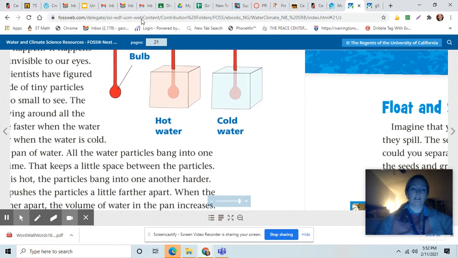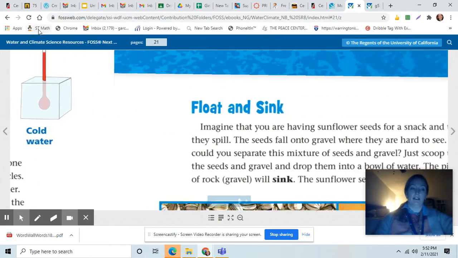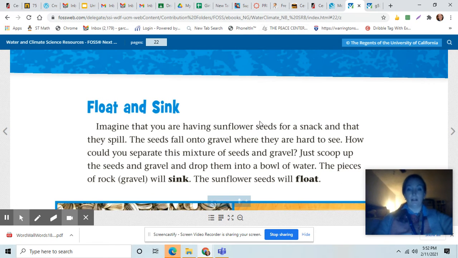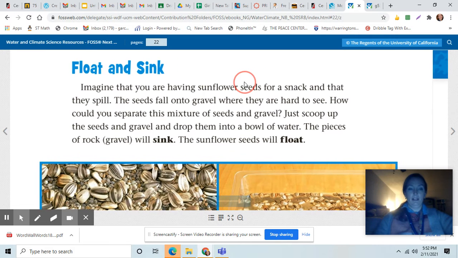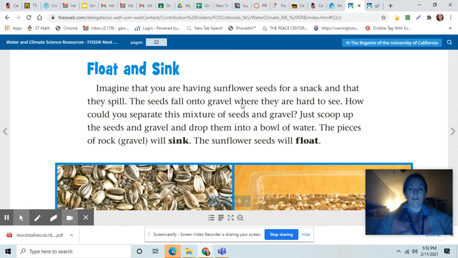So in a few days for our lab, we'll be exploring and making our own bulb thermometers. Float and sink. Imagine that you're having flat sunflower seeds for a snack and that they spill. The seeds fall onto gravel where they are hard to see. How could you separate this mixture of seeds and gravel? Just scoop up the seeds and gravel and drop them into a bowl of water. The pieces of rock, gravel will sink. The sunflower seeds will float.